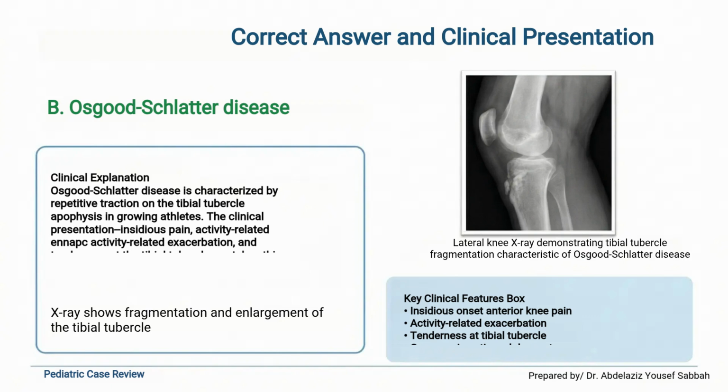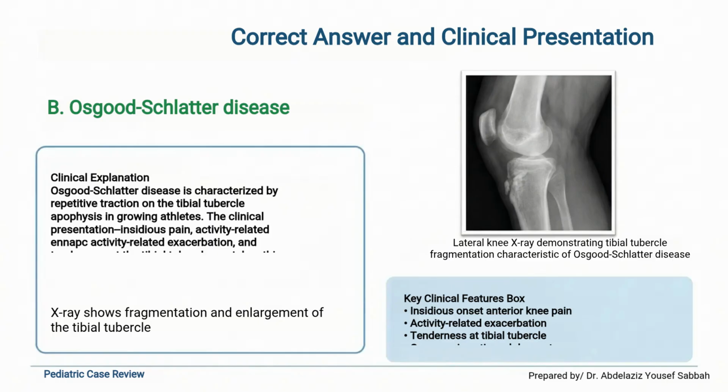Osgood-Schlatter disease is characterized by repetitive traction on the tibial tubercle apophysis in growing athletes. The classic clinical presentation includes insidious onset of anterior knee pain, exacerbation with activity, and point tenderness directly at the tibial tubercle. This pattern perfectly matches this condition.